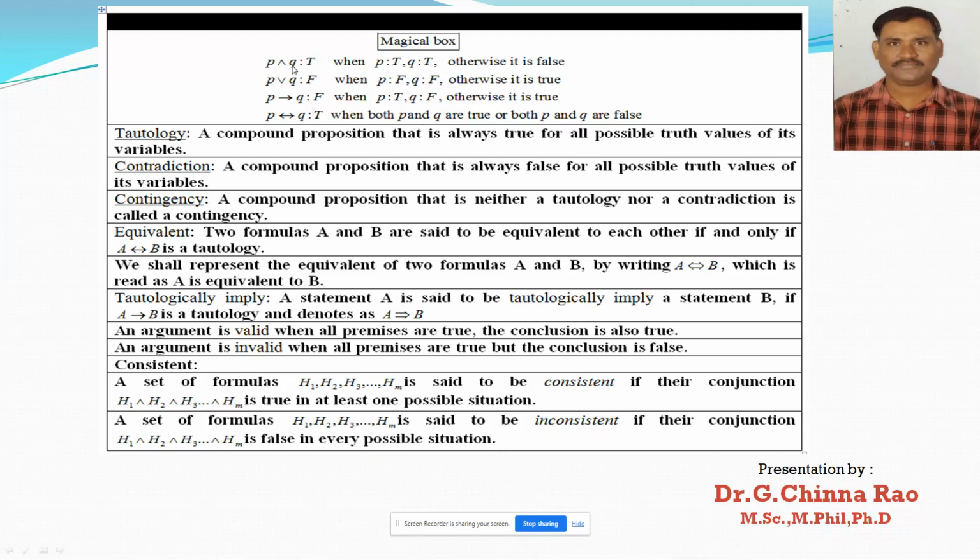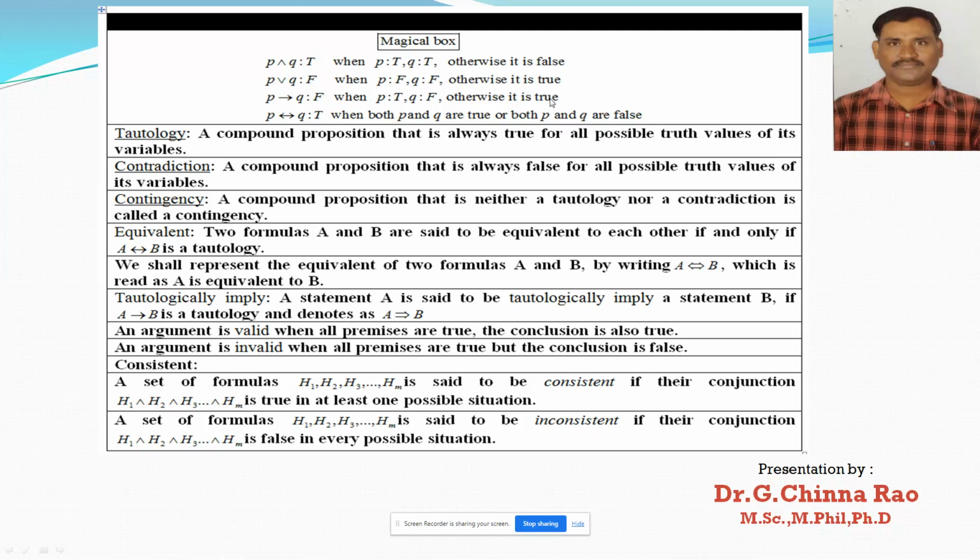P and Q is true when P is true and Q is true. Otherwise, it is false. When we have two variables, we have four possibilities. So P and Q is true when both P and Q are true, otherwise it is false. It means the remaining three cases. And P or Q is false when P is false and Q is false. Otherwise it is true. P conditional Q is false when P is true and Q is false.